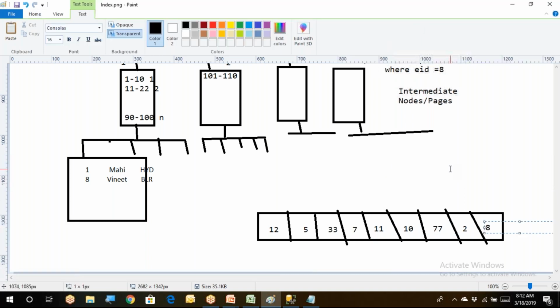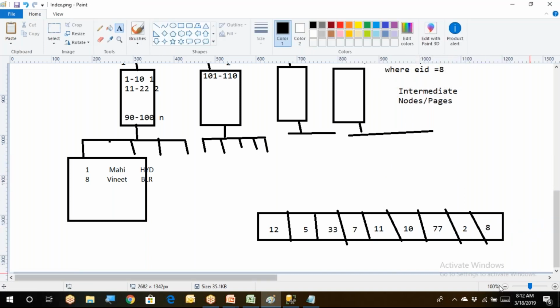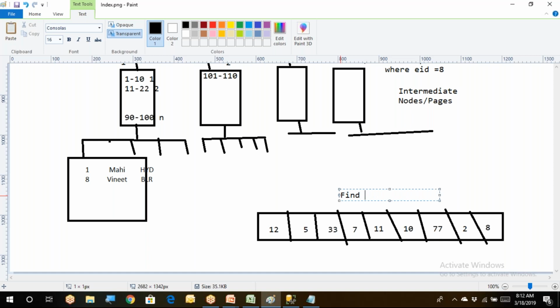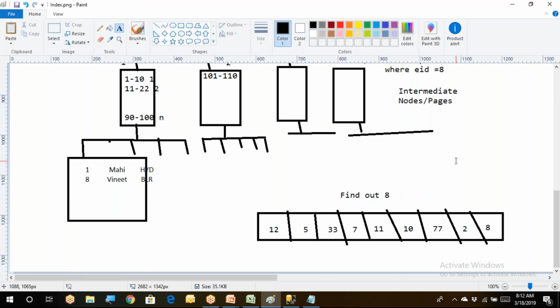So the data is not in a structured manner. Now I would like to find the eighth. The simple question is to find 8. When somebody says find 8, you don't know where the 8 is, so you have to waste a lot of reads. First you need to read this. Is it 8?